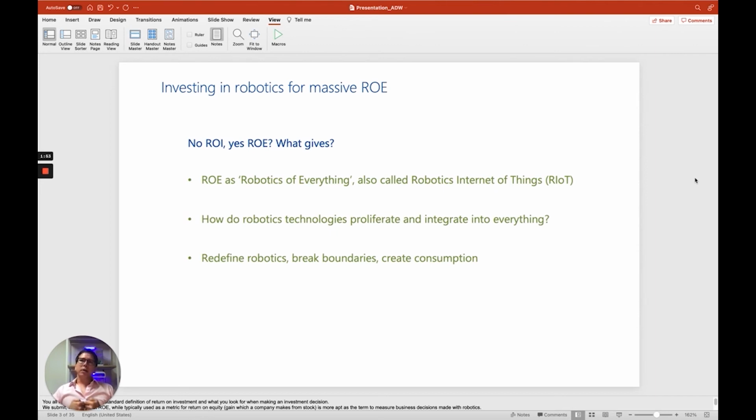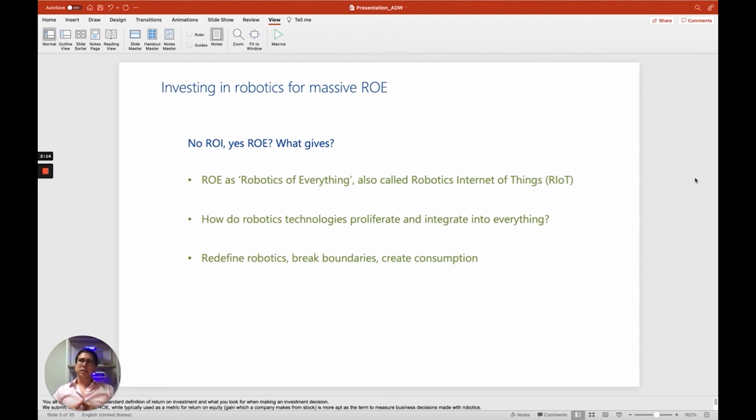We think about ROE as the robotics of everything. That is, where robotics technologies are developed and deployed to impact everything. If not now, then eventually. In other words, is it in the realm of robotization?